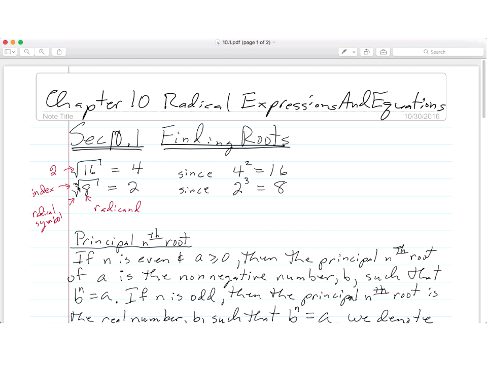So, the number here, which is very small, is called the index. This symbol here is called the radical symbol. This number inside the radical is called the radicand.